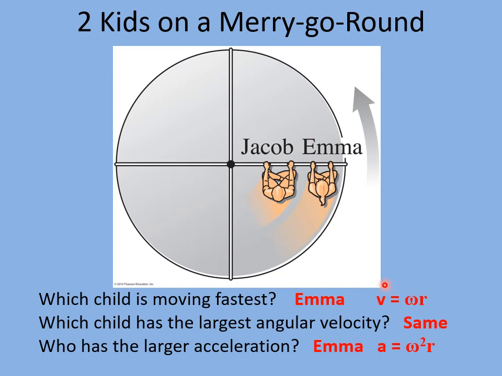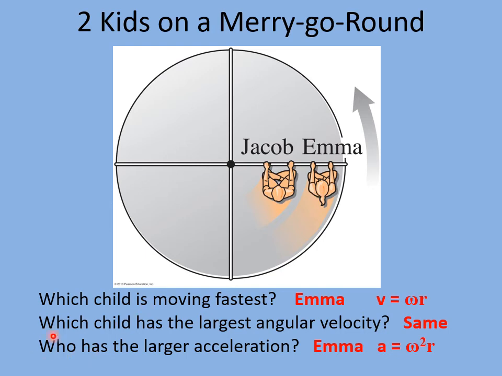The equation that shows this is that, remember, the velocity of an object is equal to the angular speed or angular velocity omega times the radius. Well, they both have the same angular velocity. In fact, that's the second question here. Which child has the largest angular velocity? Well, neither. They're the same. They are both going around the circle with the same number of radians per second. Because remember, radians per second is measuring an angle, not a length or a distance. So their omega is the same, and therefore, since v is equal to omega r, Emma has a larger radius, so her velocity is going to be larger out here.